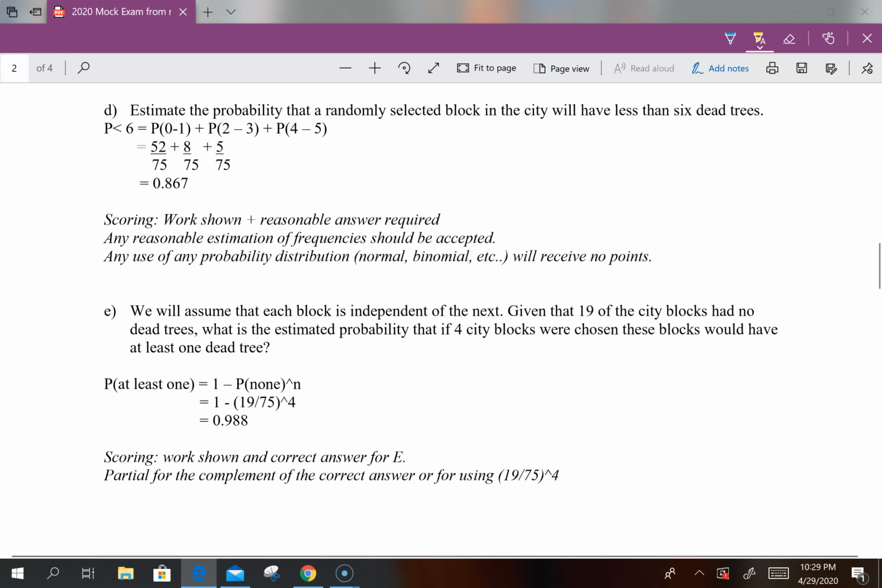It said, estimate the probability that a randomly selected block in the city will have less than 6 trees. All right, so the probability that that randomly selected block will have less than 6 dead trees, it's the probability that you would have 0 or 1 dead trees, plus the probability that you would have 2 or 3 dead trees, plus the probability that you would have 4 or 5 dead trees.